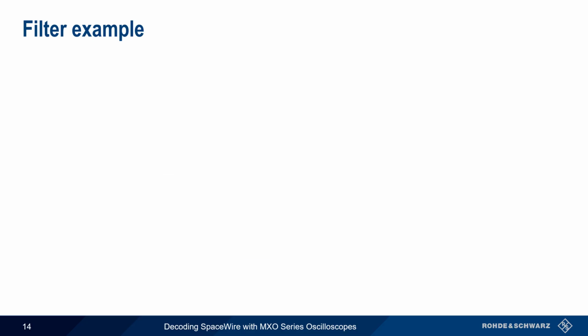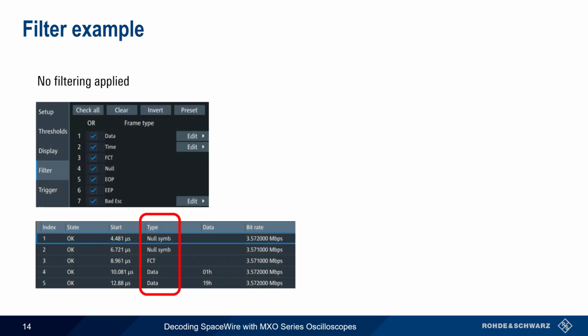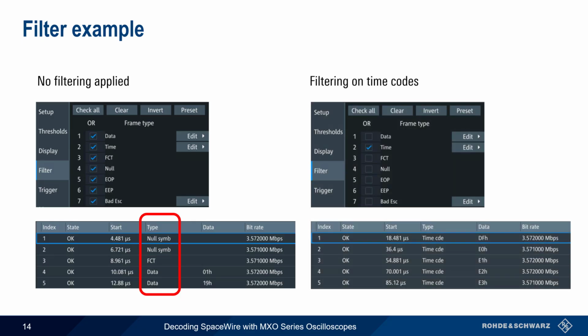Here's a quick example. With no filtering applied, our decode table shows many different types of characters and codes. Applying a filter for time codes causes the decode table to only display these types of messages.